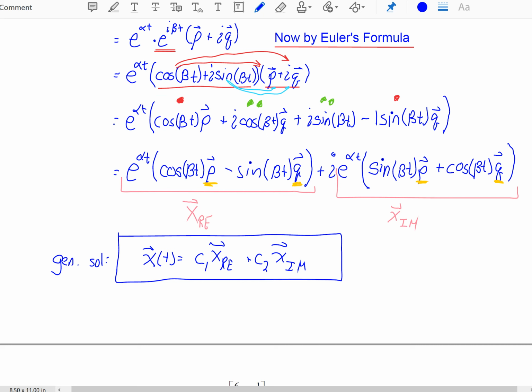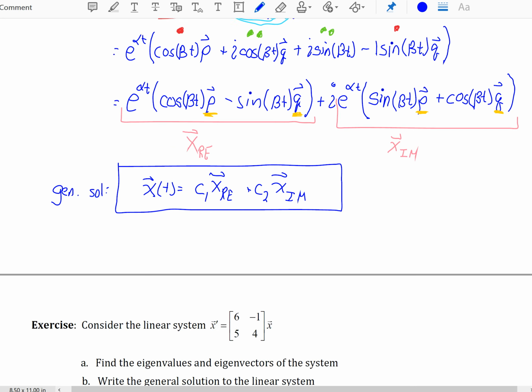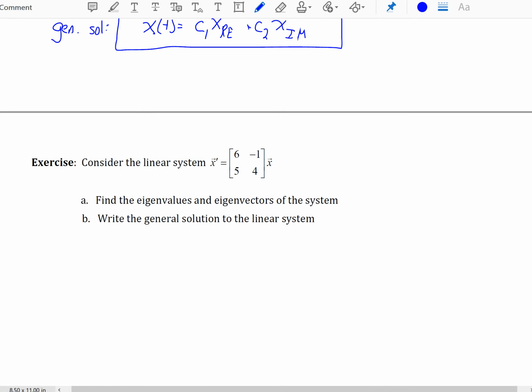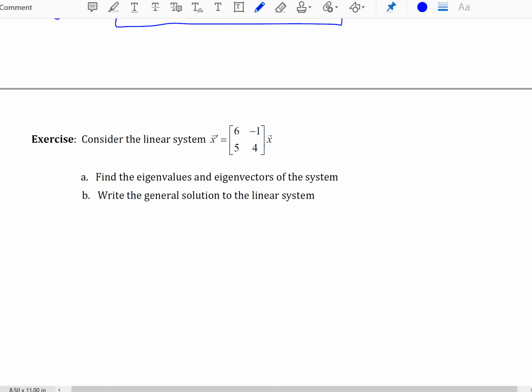Of course, I'd like to show you how to manipulate this with a specific example so you can see how we write our solutions. So let's get right to that. Consider the linear system of equations presented by this matrix. We would like to find the eigenvalues and eigenvectors of this system and then write the general solution to the linear system.